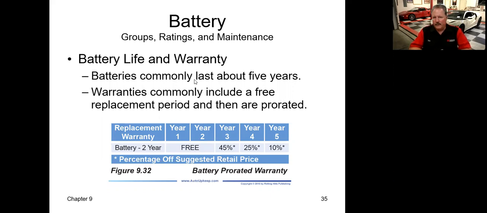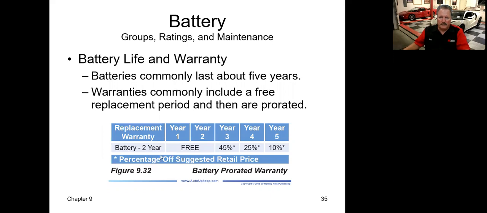Okay. Battery life and warranty. Batteries commonly last about 4 to 5 years. Warranty commonly includes a free replacement, and then it's prorated after that. So if you had a 4-year battery, it cost you $100 and it lasted 2 years and it went out on you, you'd get 50% credit towards a new battery. That's how that works there.